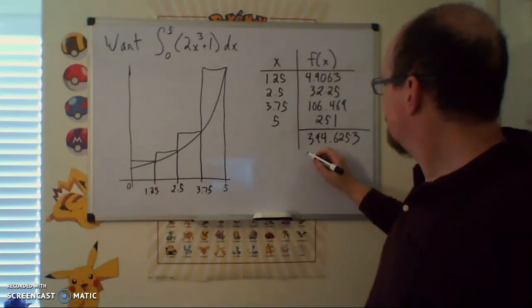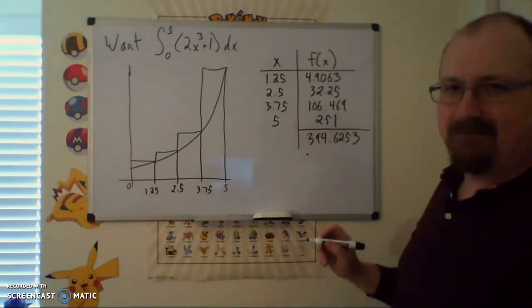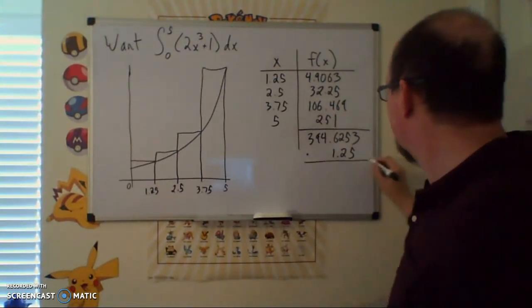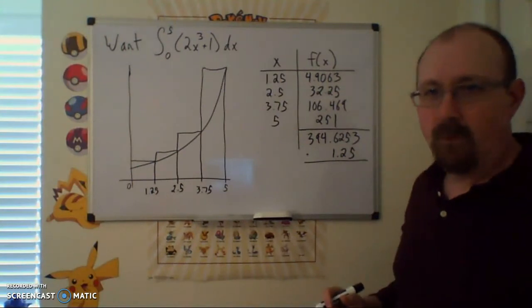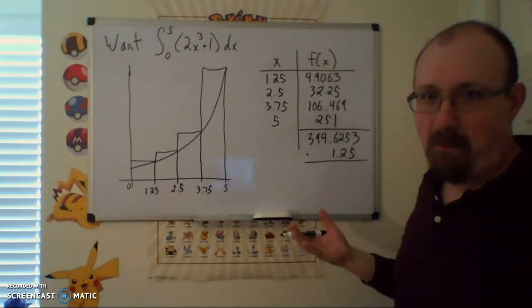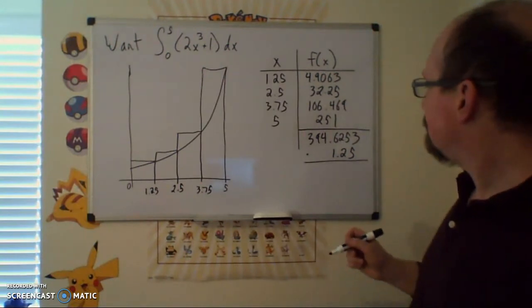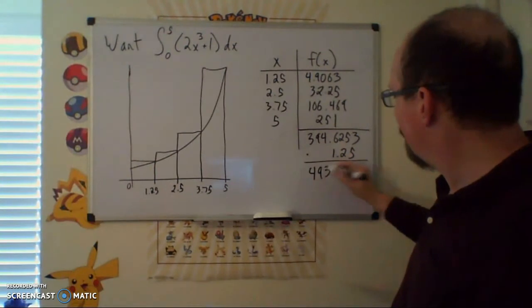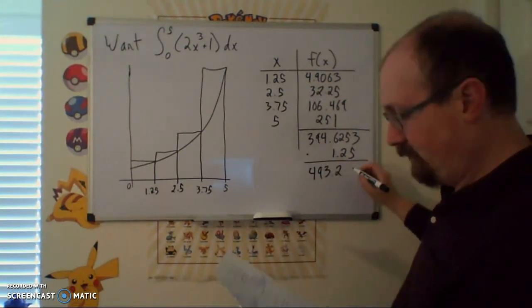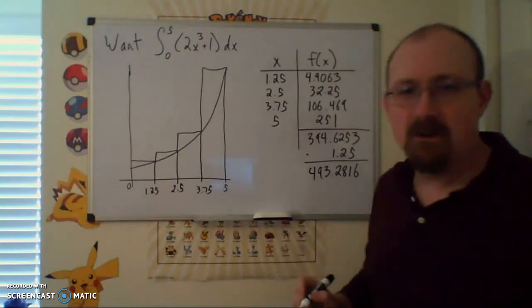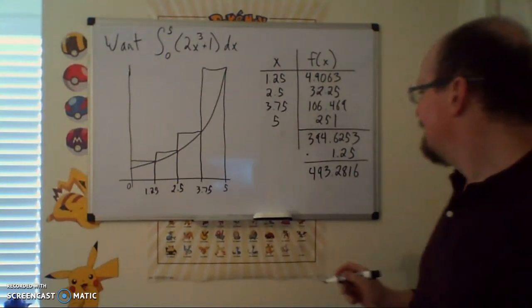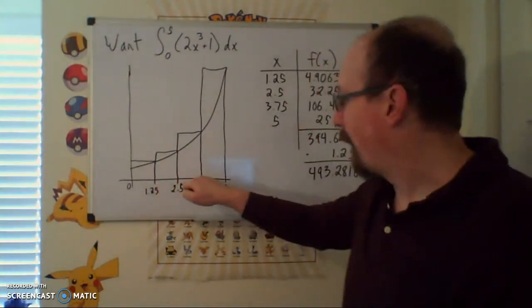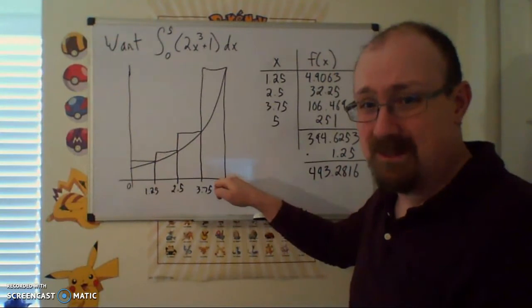Now, I'm going to multiply this guy, that's a multiplication dot, not a decimal point, by 1.25. So normally I would just write them beside each other, but small board, you get the idea. All right, so now when I work that out, I got 493.2816. Awesome. Okay. So this is what I'm going to call a right-hand sum estimate because I used my right-hand endpoints for all of my approximations.